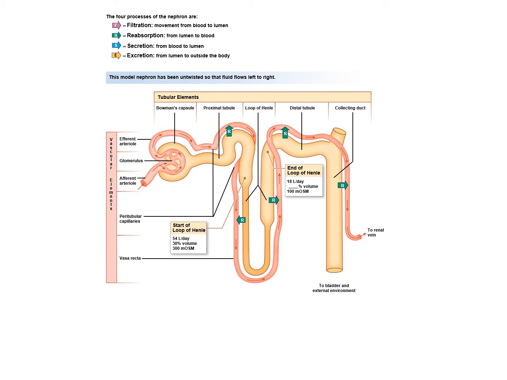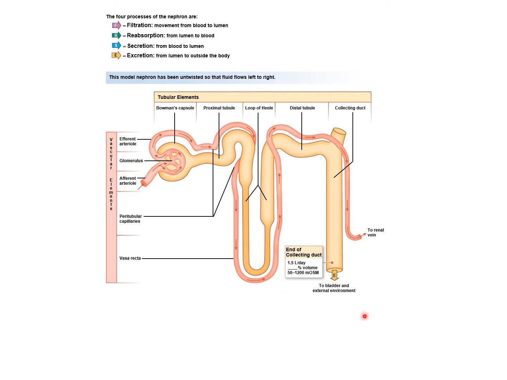All of the tubular structures are involved in resorption of some kind. A big chunk of it occurs in the proximal tubule. We resorb only water on the descending loop of Henle, and we resorb only sodium and by extension chloride, chloride's along for the ride there, on the ascending loop, and we do some resorption of some other materials in the distal tubule and collecting duct. Secretion, on the other hand, is restricted only to the proximal tubule, distal tubule, and collecting duct. And then lastly, we have excretion at the end.